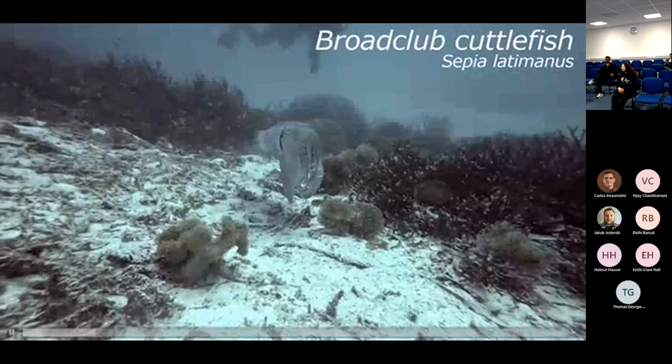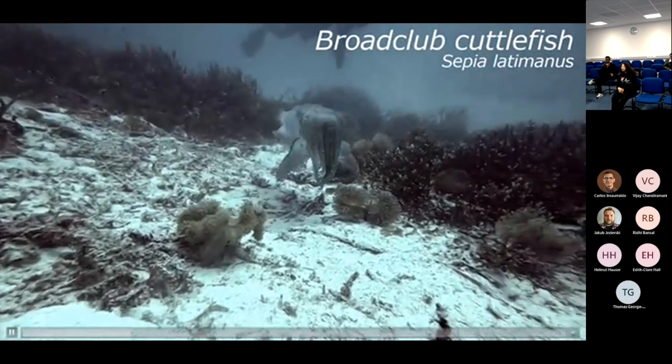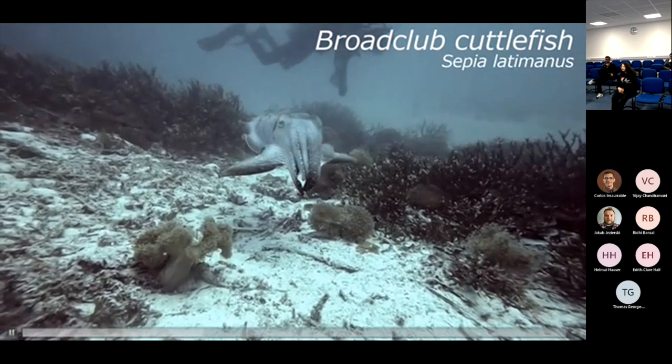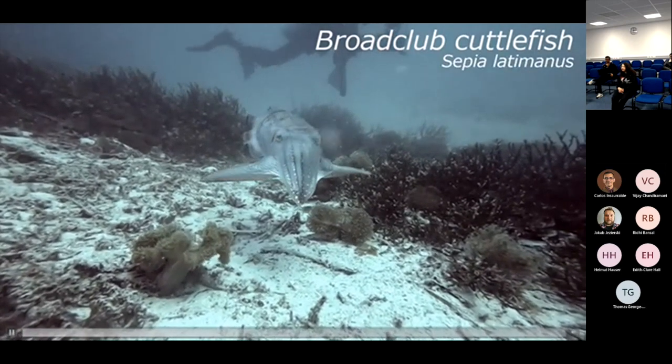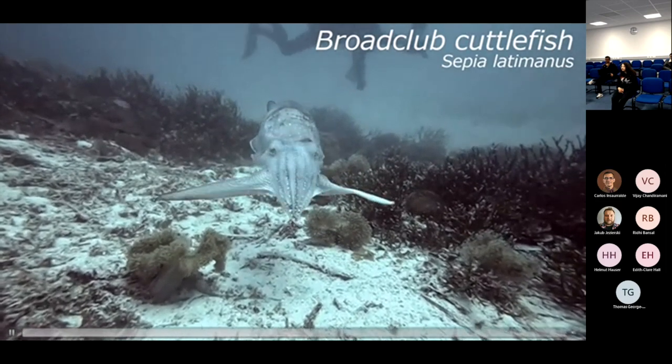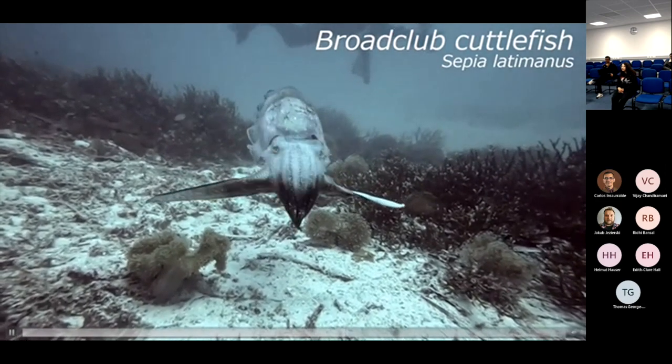Here's another example, a slightly slower one. And there's a lot of individual variation here. So this is a different individual, but still in real time. There's a crab just at the bottom of the screen here. You can see it passing these amazing pulses of color across its head as it's coming into strike.